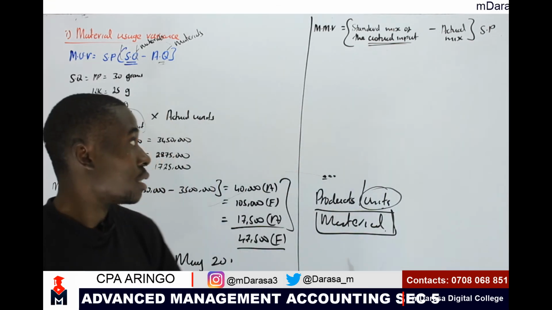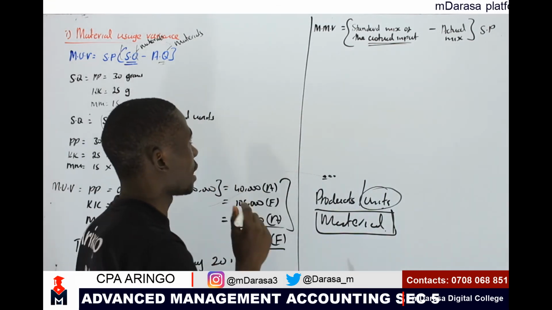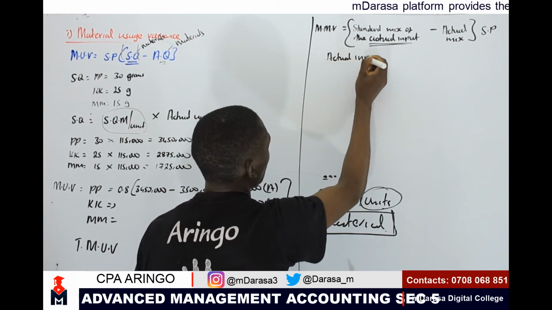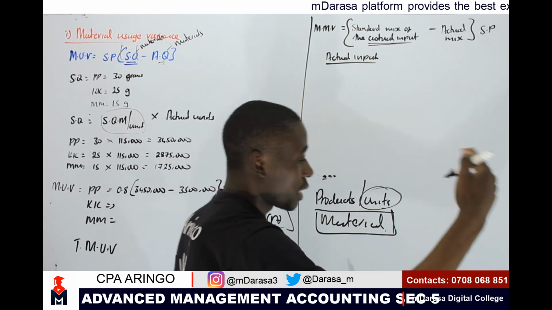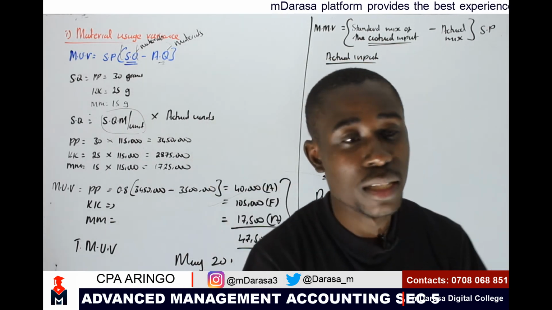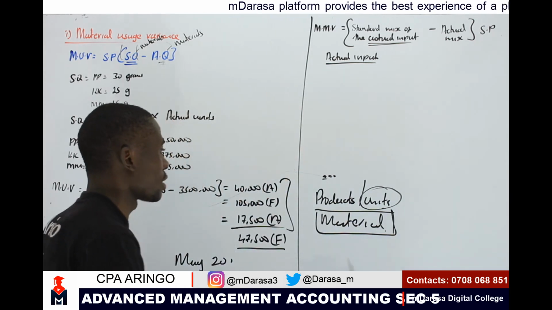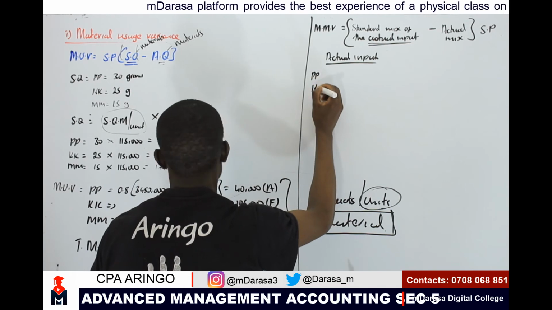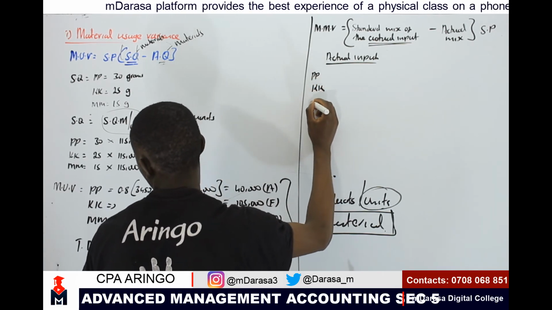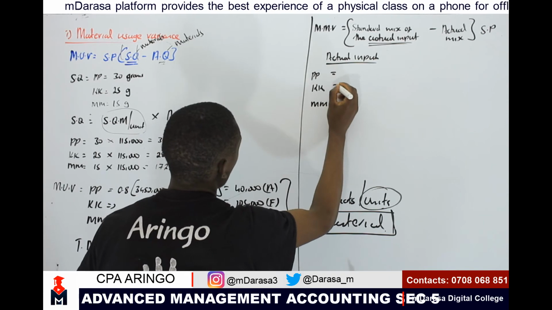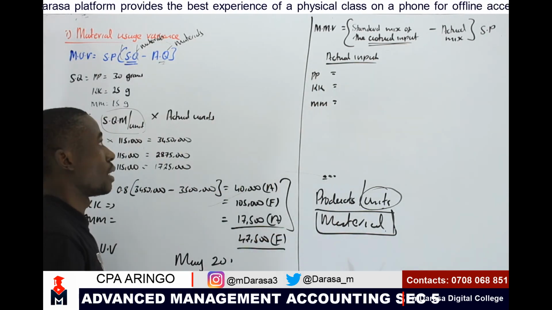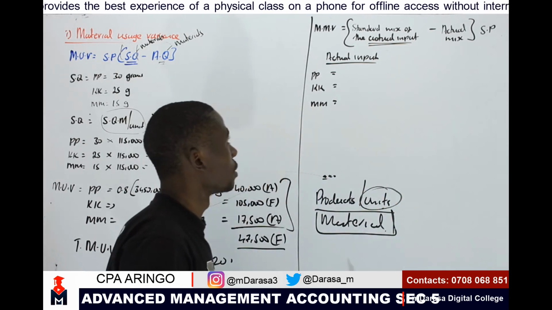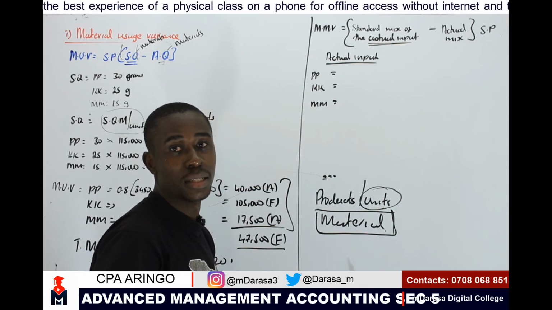Share my screen. So having that case, nataka mtu anipatie actual input. Na tukiangalia actual input tunajiuliza how many kgs or grams tulitumia. First of all tulikuwa na how many materials? Tulikuwa na PP, tukawa na KK na tukawa na this is MM, right? So what was our actual material that we used for PP?